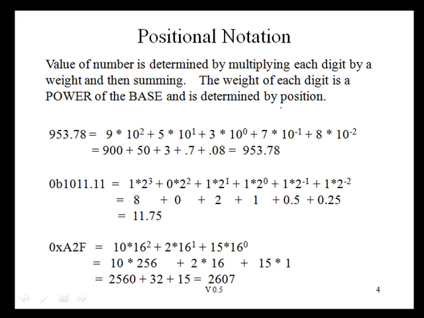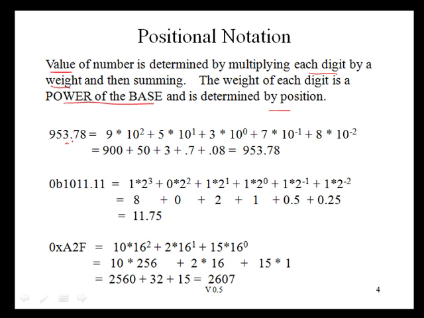When writing a number in a particular base, we're concerned about the value of that number. And how do we get the value? It's easy. We're going to take each digit, multiply it by a weight, and then sum those together. The weight of each digit is going to be a power of the base, and that power is determined by the position. So for example, this is obvious stuff.